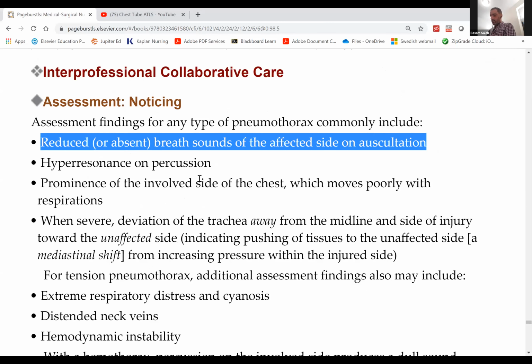So, Professor, the accumulation of this fluid or air is between the visceral layer and the lung itself. It's not between the visceral and the parietal. Is that correct? Yeah. So between the lung and the visceral layer.